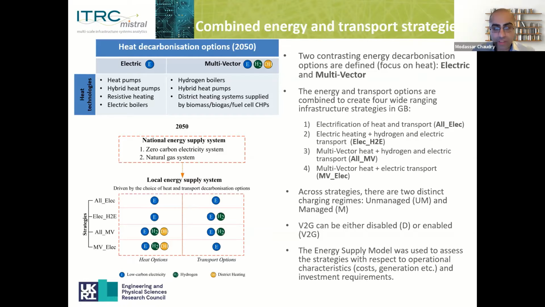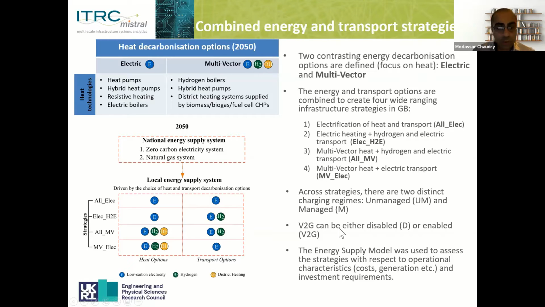Now, the combination of the heat and transport options are used to define the following four wide-ranging strategies shown in the diagram on the bottom left, where we have electrification of heat and transport, all electric. We have electric heating and a mix of hydrogen and electric transport, and two multi-vector heating options combined with a combination of hydrogen, electric and all-electric transport. So we have one full electric strategy and three differing levels of multi-vector combinations for heat and transport.